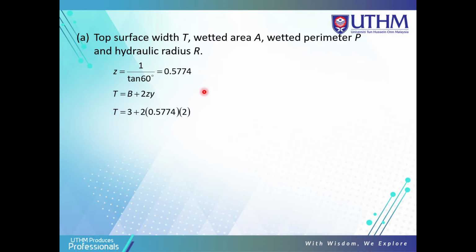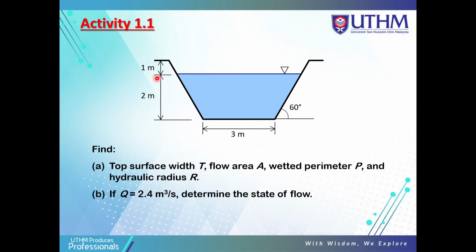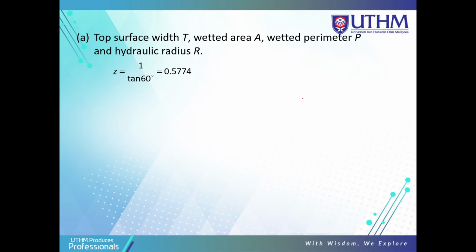To find Z, because we have Y here and we know about the angle here, we must find the Z here. What is the distance here to get the Z? So Y over Z here. That's why you use Z is equal to Y over tangent 60 degrees, and you get 0.5774, and you find the T using this equation.